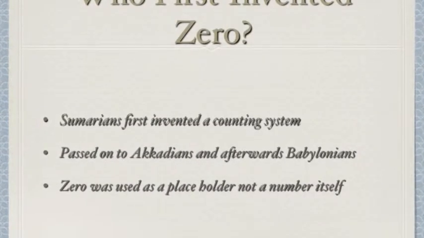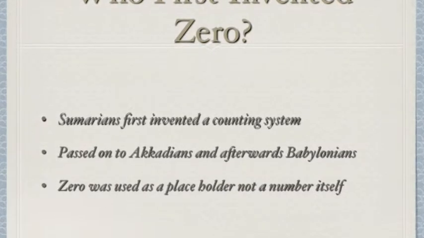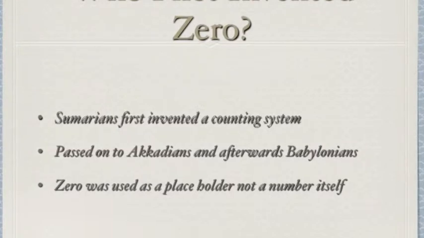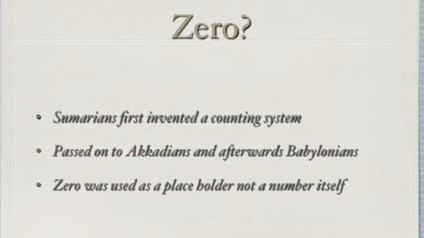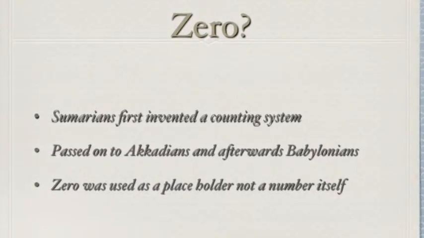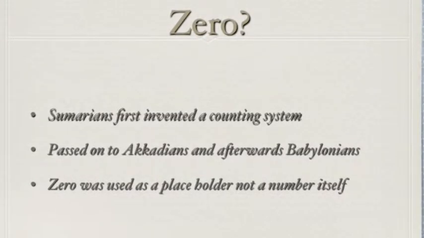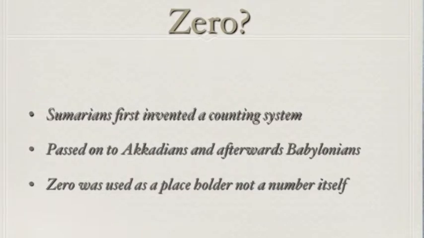Who first invented zero? The Sumerians first invented a counting system which was passed on to the Akkadians and afterwards the Babylonians. Zero was used as a placeholder, but not a number itself. Today, zero is used as a number itself, but before it was just used to signify that a number wasn't in a certain column.